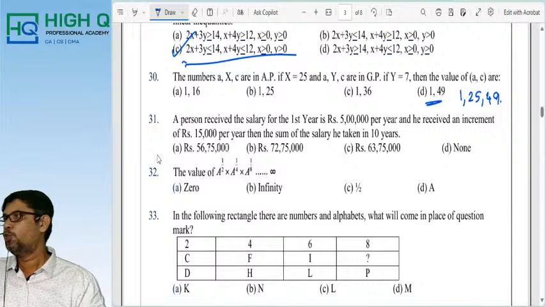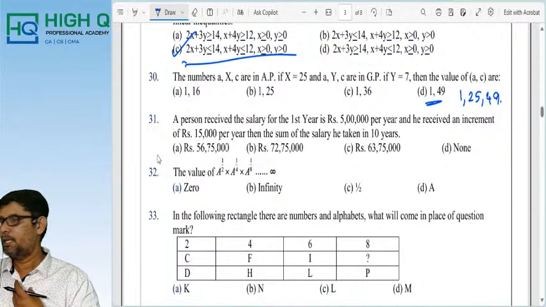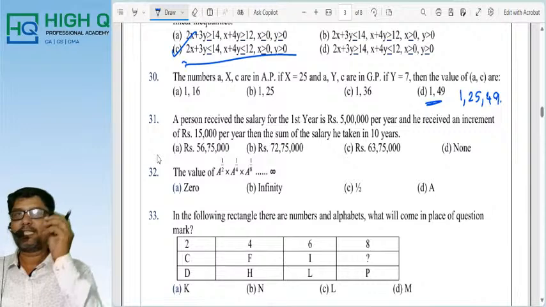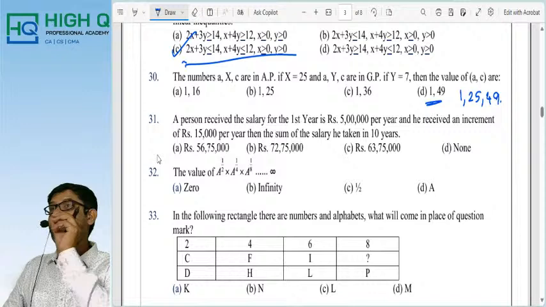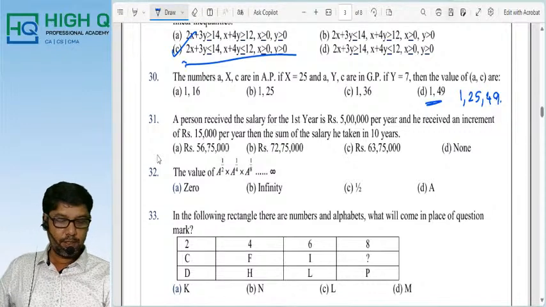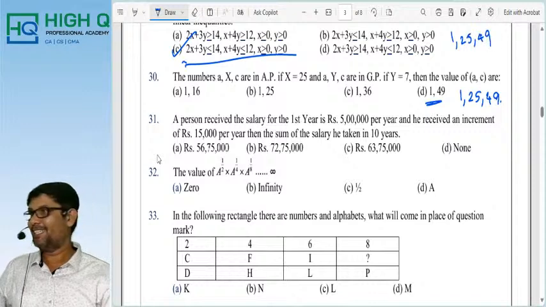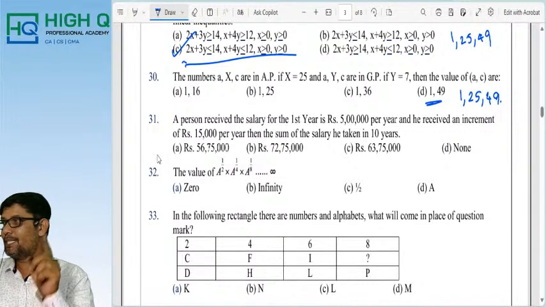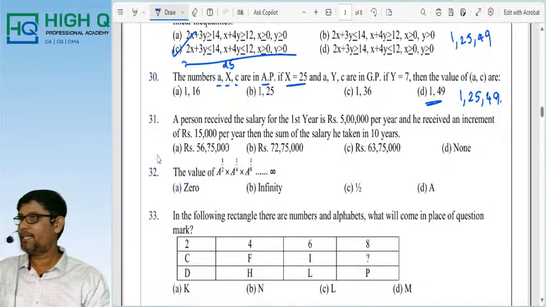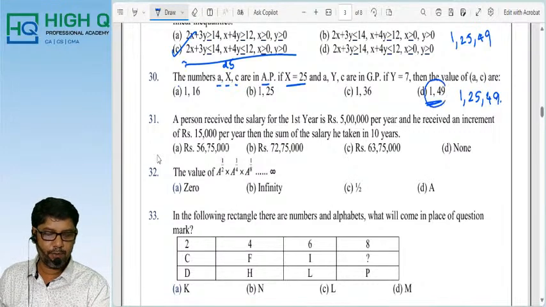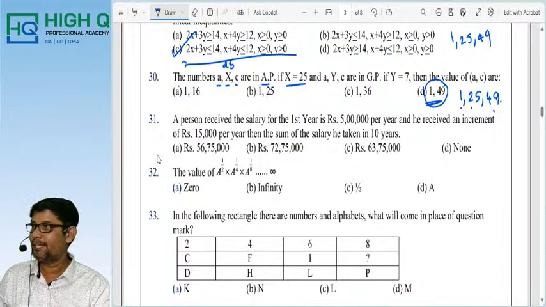Listen here. Those who attended my sessions, I mentioned one peculiar, super duper AP sequence. What is it? One special AP sequence: 1, 25, 49. It's an AP sequence as well as what? A perfect square. Now look at this question. The numbers A, X, C are in AP if X is equal to 25. Am I right, my dear? Simply I'm just looking at it. Okay, 1, 25, 49. This has to be AP.